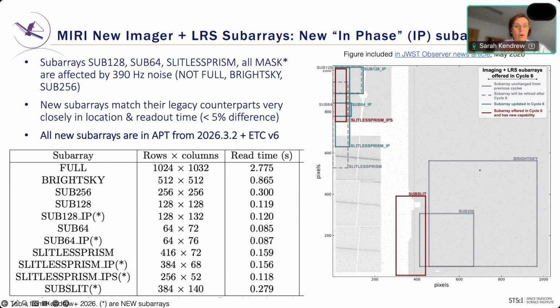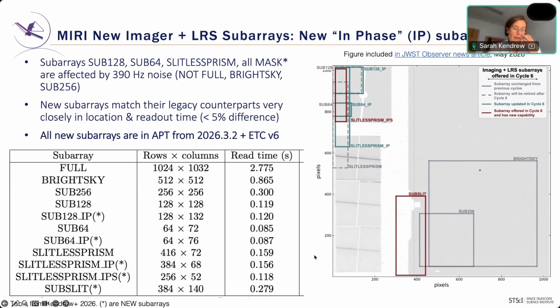They match the old ones very closely in location and readout time. So we've really just slightly tweaked them to make them in phase with that 390 hertz frequency, just so that it keeps it very easy to switch from one to the other with very little impact on the time, or the brightness limit is essentially the same. So it's less than 5% difference in readout time.